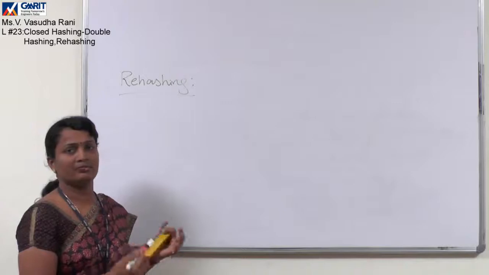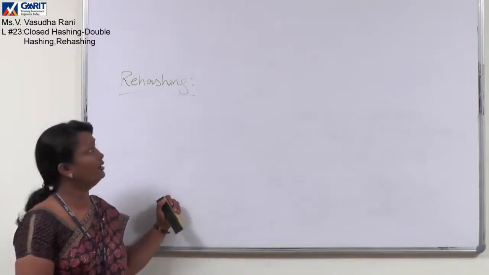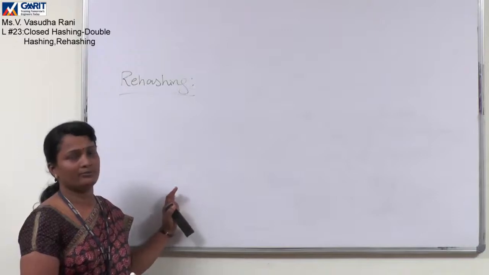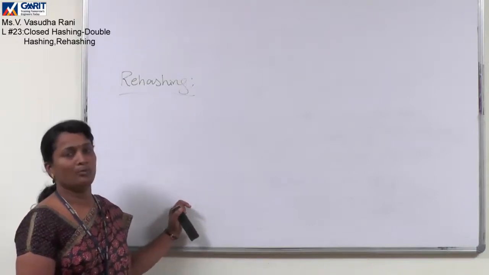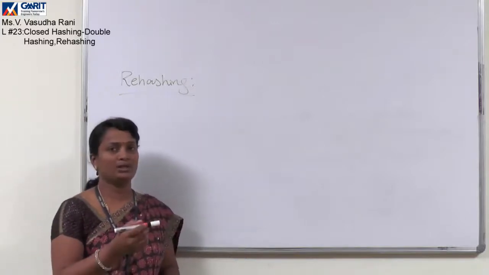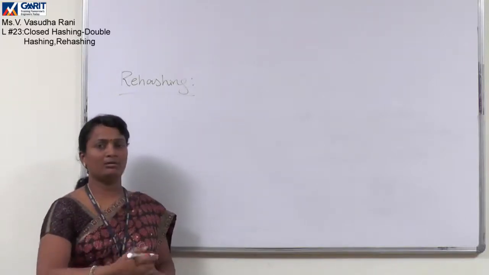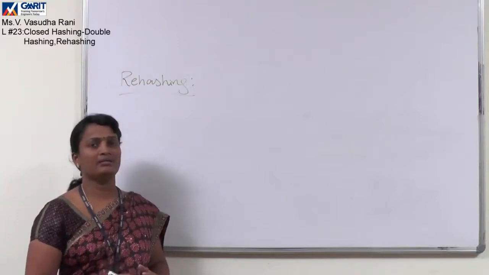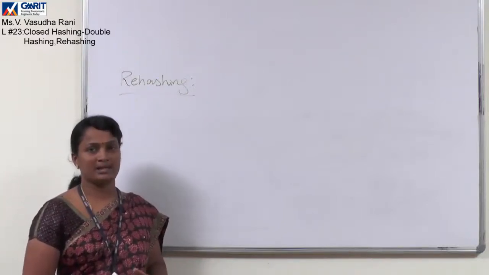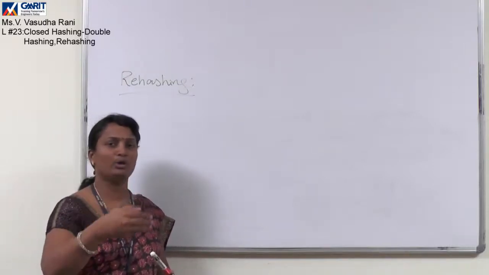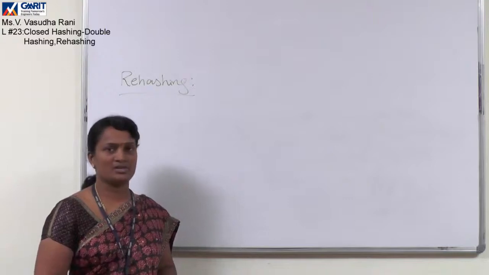Rehashing technique is different from your double hashing technique. It is not for the purpose of collisions, but to solve a different problem. The problem is related to the table size. Usually, whenever you are defining a hash table, the first thing you have to define is the table size, which indicates how many entries you are going to have in that hash table.